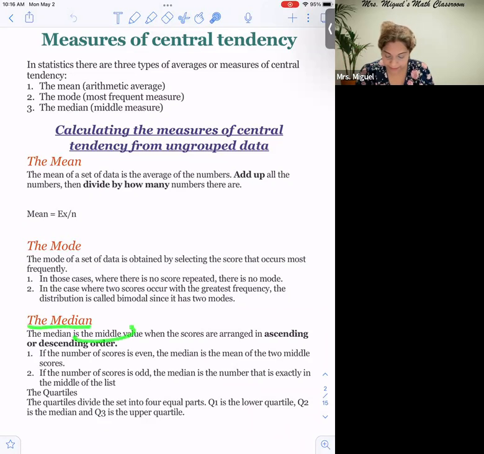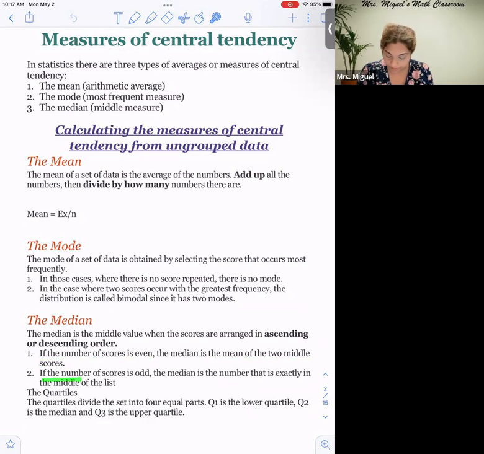The median now. The median is the middle. We are accustomed to hearing that term, the middle value. But what we need to remember is that the scores need to be arranged in a particular order. You either arrange them from smallest to biggest, this is what we call ascending, or from the biggest number to the smallest is what we call descending. What I want you to remember, if the number of scores is even, the median is the middle of the 2 scores. We will see that in a few minutes.